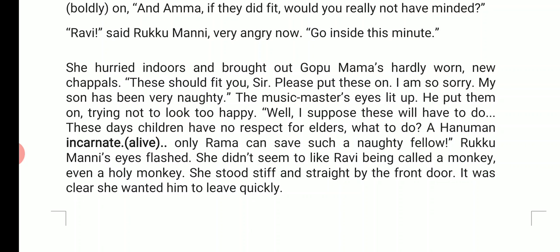The music master's eyes lit up. Means after seeing those chappals, he was very happy. But he did not show his happiness to the family members. He put them on, trying not to look too happy. "Well, I suppose this will have to do. These days, children have no respect for elders. What to do? A Hanuman incarnate, only Rama can save such naughty fellows." So now what happened? The music master was saying that, okay, these chappals will do. But the children of nowadays, they do not have any kind of respect.